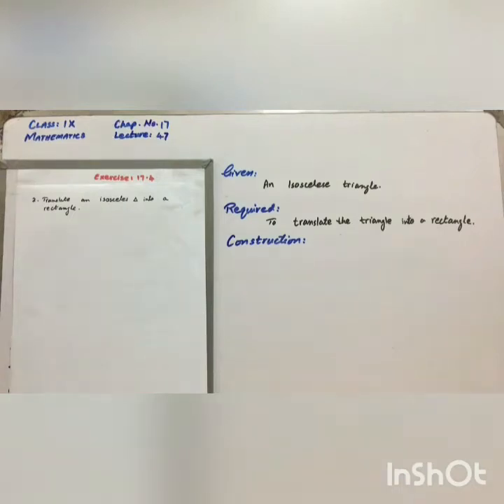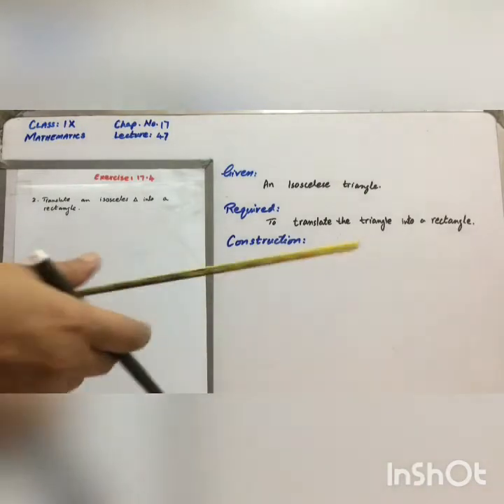Assalamu alaikum, 9th class. Exercise number 17.4 and question number 2. We have to translate an isosceles triangle into a rectangle. So, first of all, we will draw an isosceles triangle.